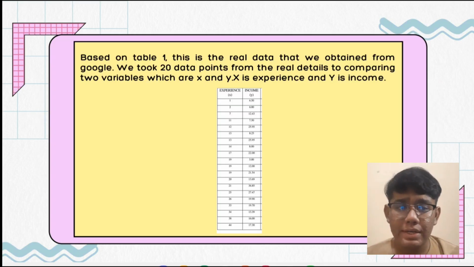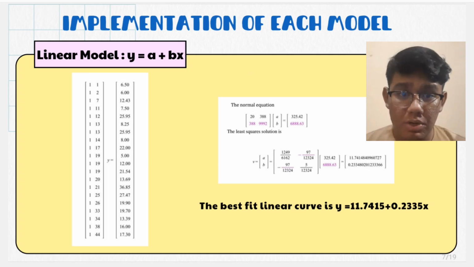Based on table 1, this is the real data that we obtained from Google. We took 20 data points from the real data to compare two variables, x and y, where x is experience and y is income. So now we go into the implementation of each model.